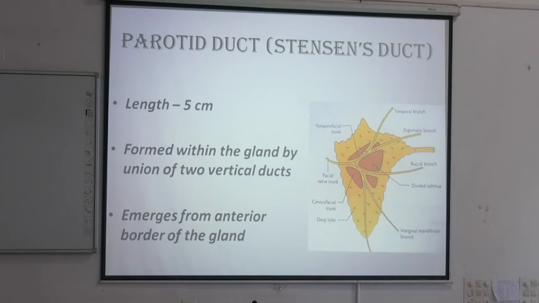This is the Stensen's duct or parotid duct, a short note. Length is 5 centimeters, formed within the gland by the union of two vertical ducts. It emerges from the anterior border of the gland. So when you are asked to hold the parotid gland in anatomical position, your duct should be anteriorly placed.